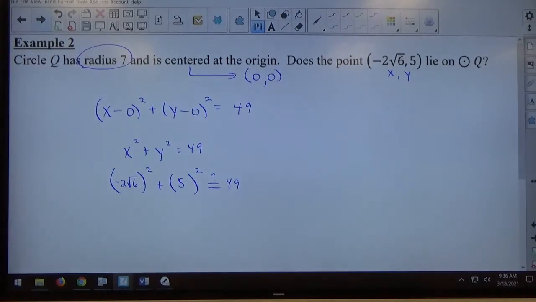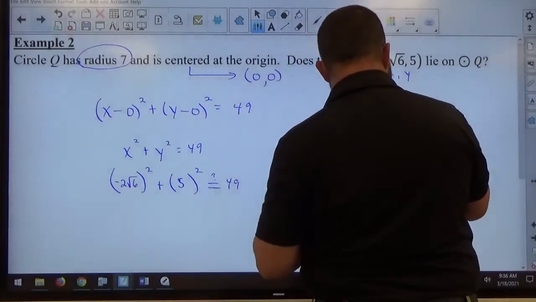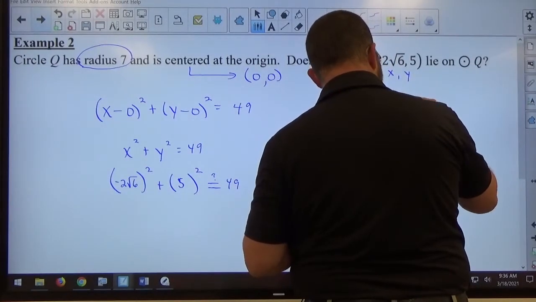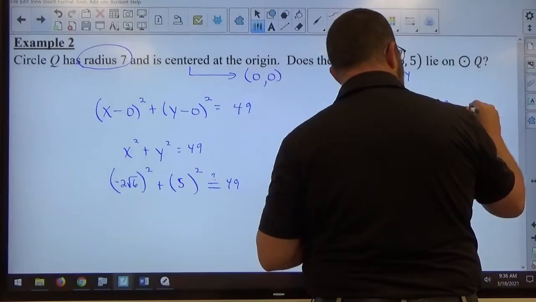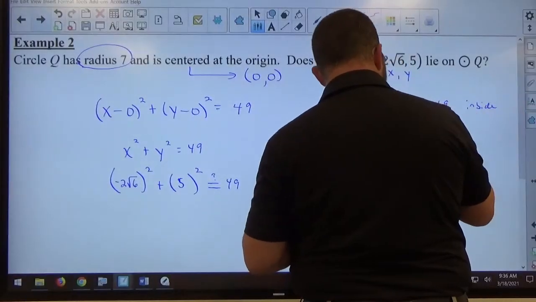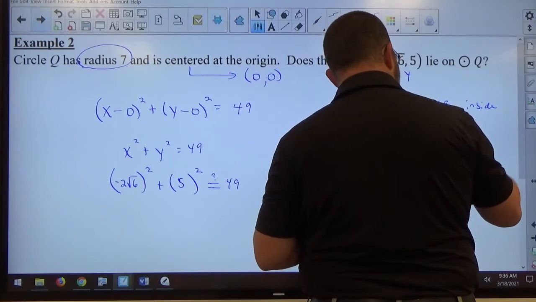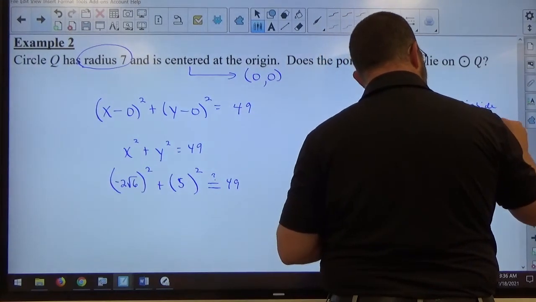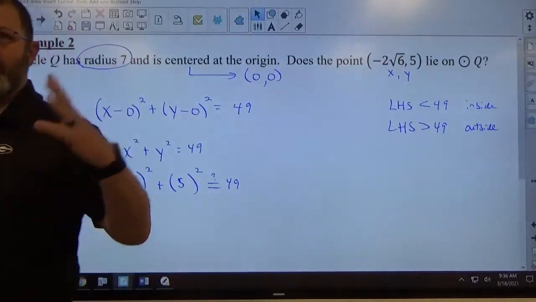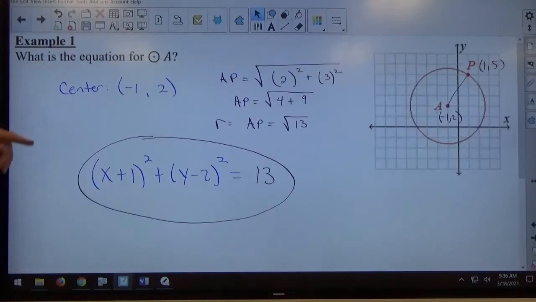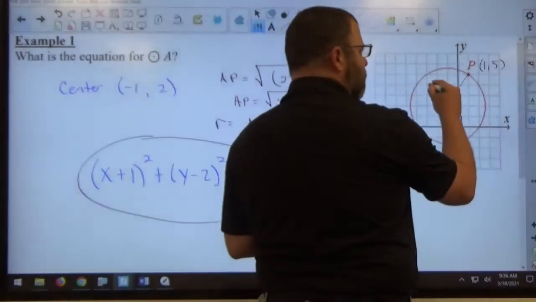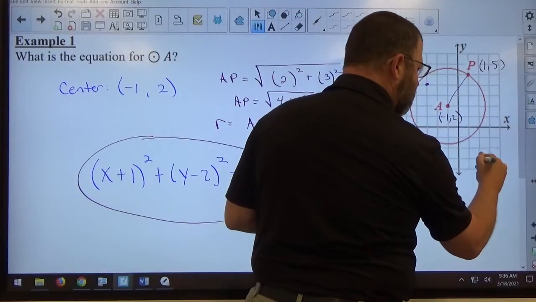So once I create the equation of the circle, I'm simply going to test the equation with the point by substitution. If the left and right hand sides are equal, that means that point lies on the circle. Now let me tell you two other things you can find out. If the left hand side is less than 49, I'd be inside the circle. If the left hand side comes out bigger than 49, I'm outside the circle. Those are the three possibilities of a point. If you have a circle graphed, there's points inside the circle, this point's inside the circle, you have points outside the circle, and you have points on the circle.